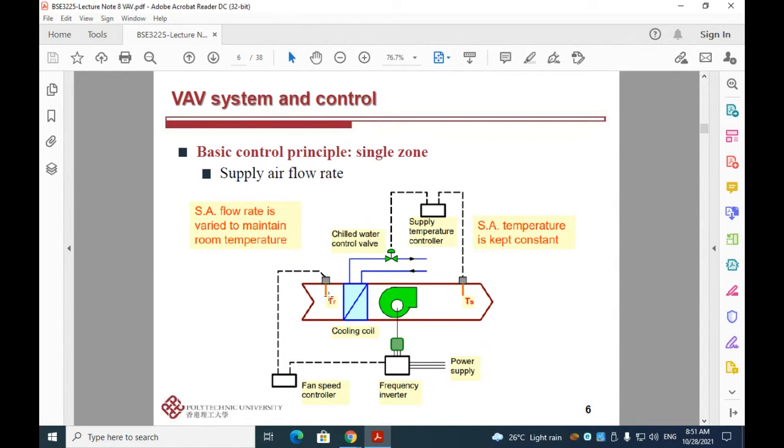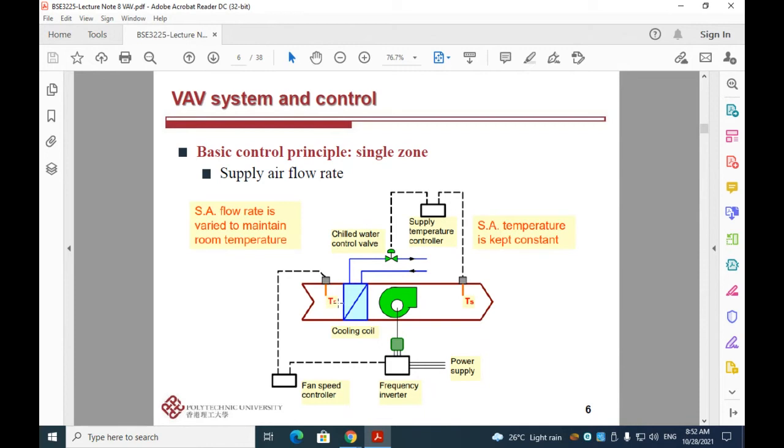When the cooling load of the room reduces, then the return air temperature will increase. And this temperature sensor will capture that increase, and it will send the signal to the fan speed controller to lower the fan power frequency. And then, for example, the flow rate of the air is reduced from 2 cubic meter to 1 cubic meter.